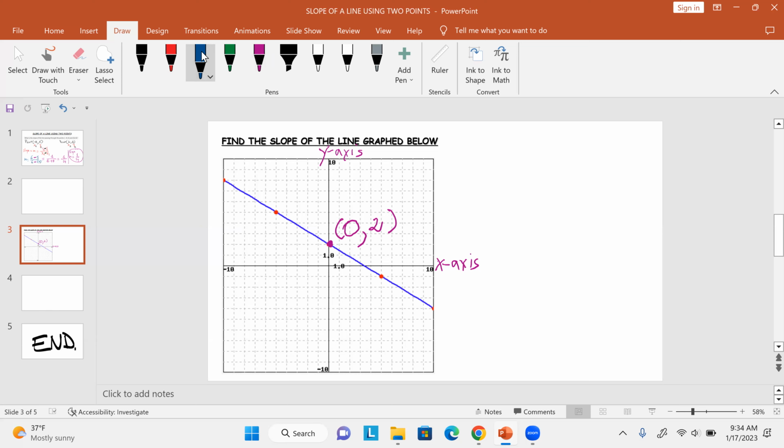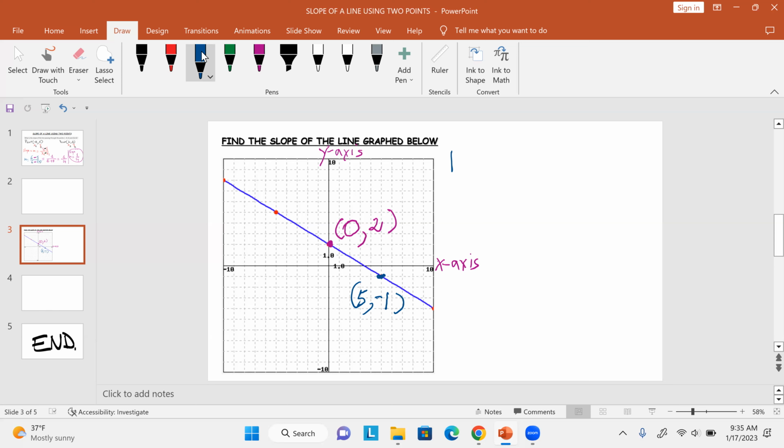I can choose another point, this one here. Again, x and the y. And if we count the units, we have 1, 2, 3, 4, 5, comma, -1. The y value is -1. The x value is +5. So you have these 2 points we'll use to find the slope.